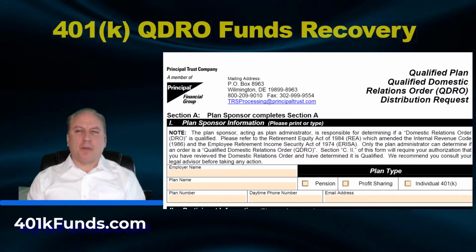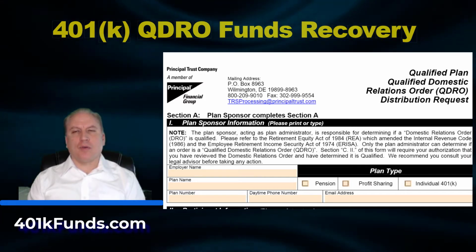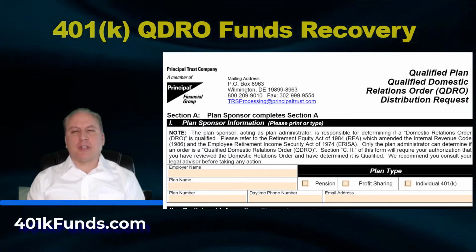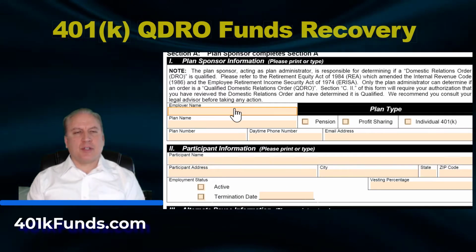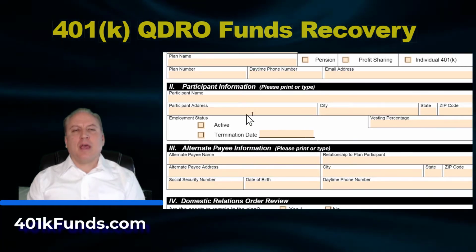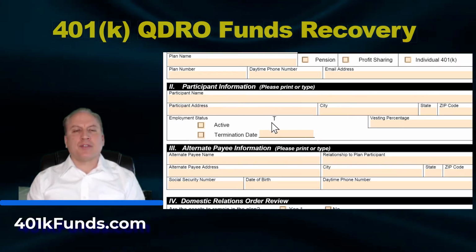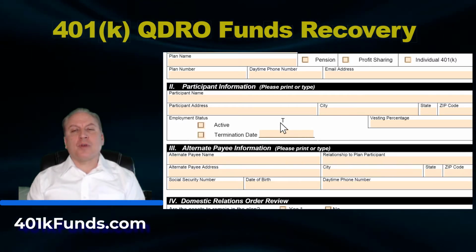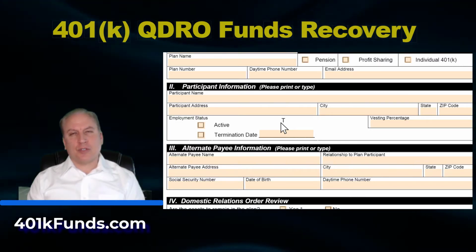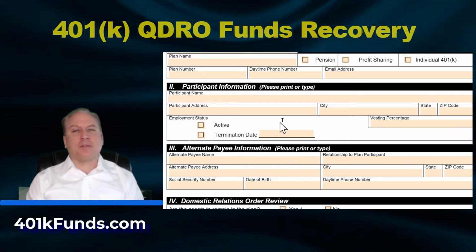Here is an example of the type of form that the plan administrator might require for a QDRO distribution request. This happens to be the Principal Financial Group. This is a major plan administrator, and it's going to have some information such as the name of the employer, the plan name, plan number, phone number of the plan administrator, and then the name of the participant, who is the primary account holder, address, and whether it is active or terminated. This is very important, meaning is the employee currently active with their contributions to a 401k, or are they receiving distributions and no longer an active employee.